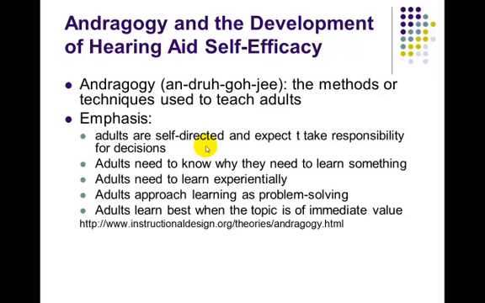But as kids get older, they say, well, why do we need to learn this? Adults need to learn experientially, so through experience. How can we apply this practically? Adults approach learning as problem solving, right? How do I resolve this? How do I fix it? They utilize critical thinking. Adults learn best when the topic is of immediate value, right?